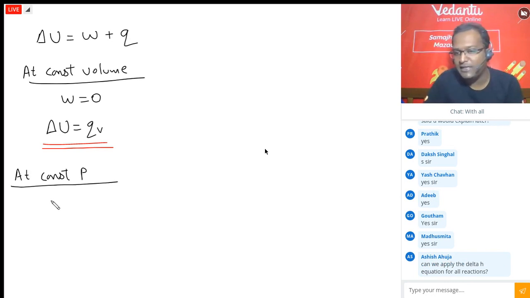Can we apply the delta H equation for all reactions? All chemical reactions, yes. In our syllabus, you will not have any reaction where the equation cannot be applied. At max, what will happen? There is no gas in the reaction, so delta H will be equal to delta U, isn't it?